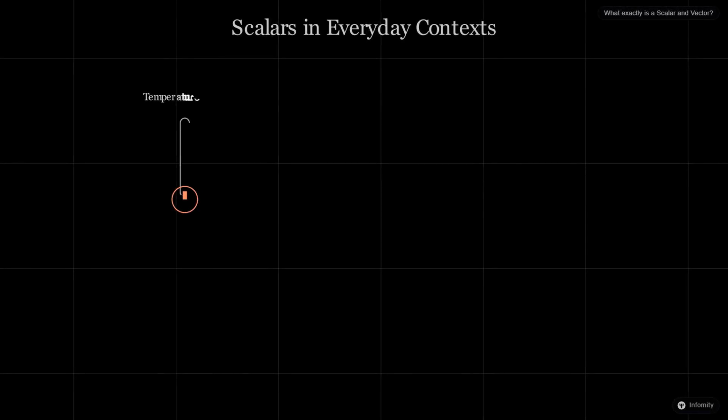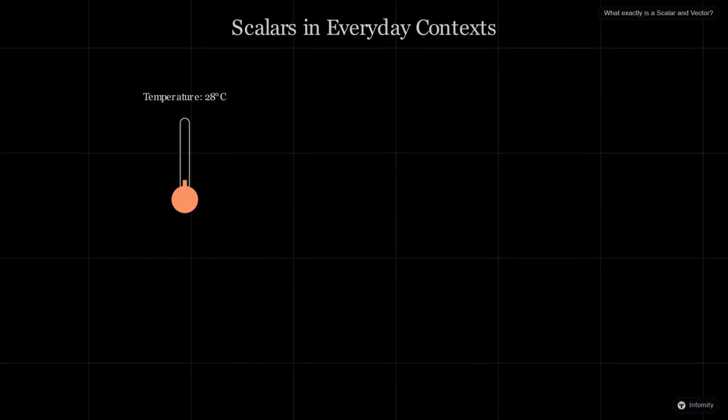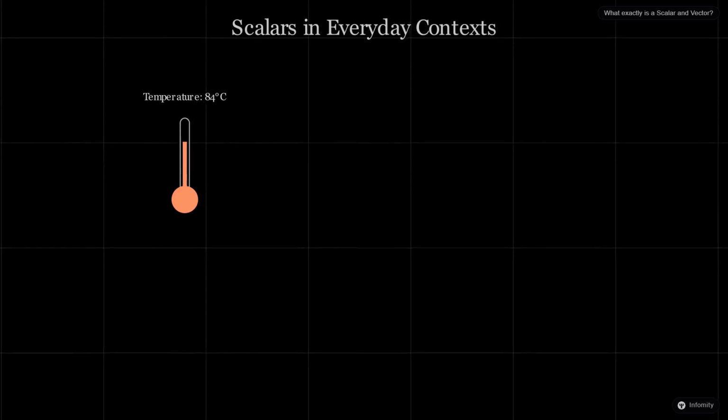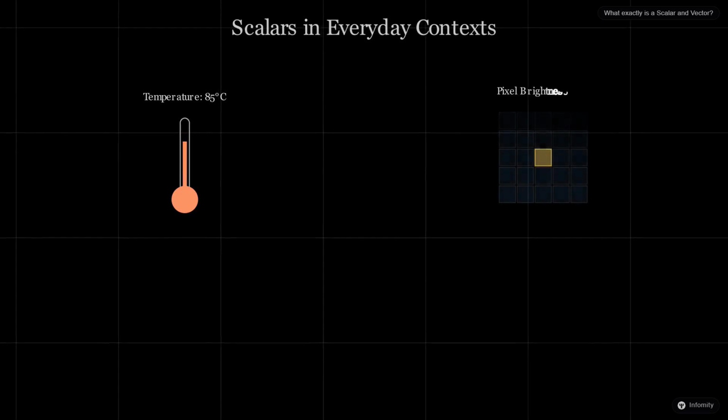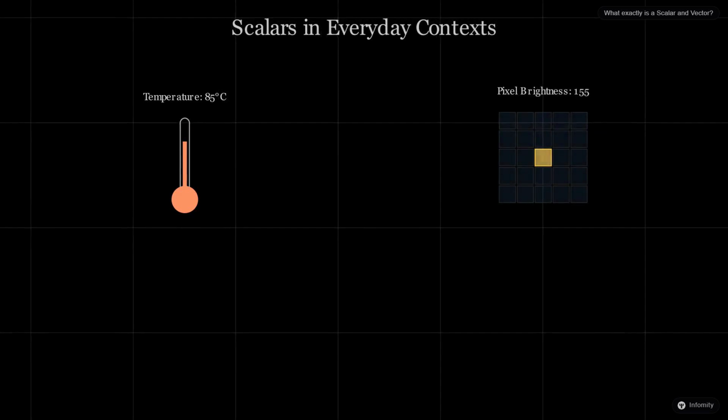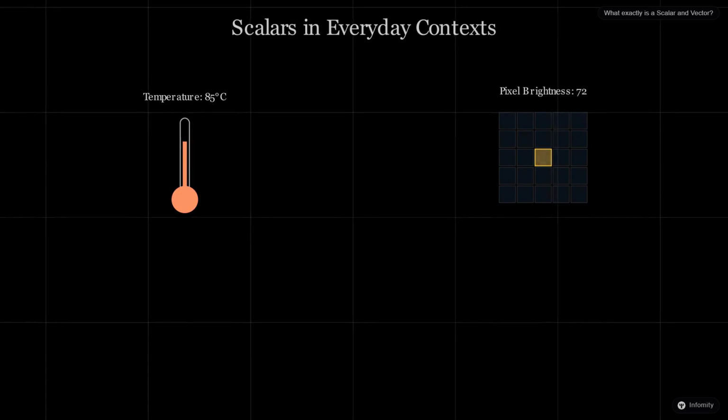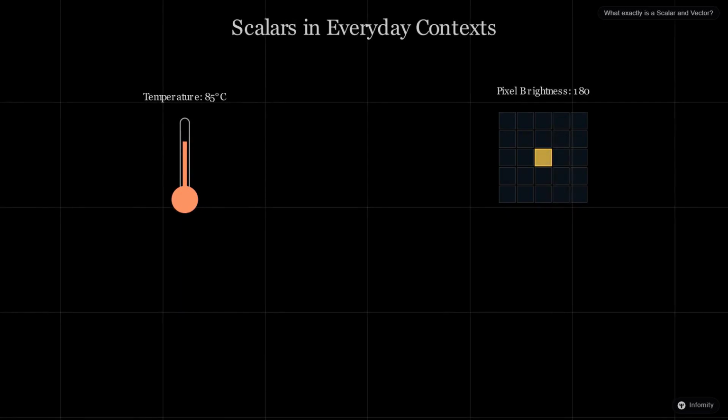Let us ground scalars in everyday life. First, consider temperature on a thermometer. As the temperature rises, only the magnitude changes. Next, look at the brightness of a single pixel. Now, here is where it gets interesting. A scalar can show intensity, but never direction.